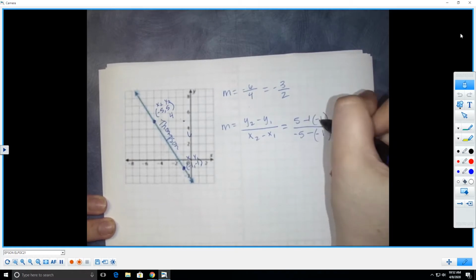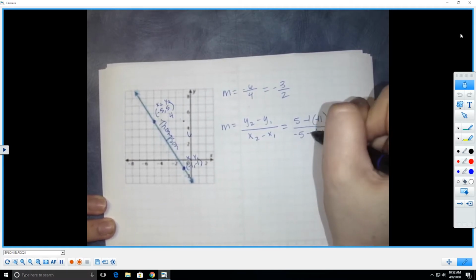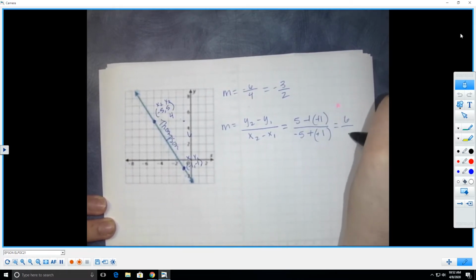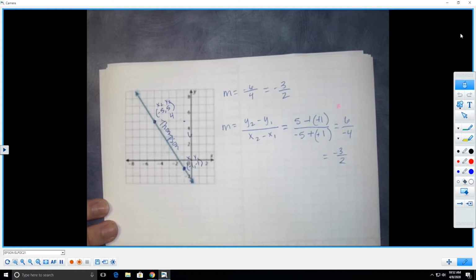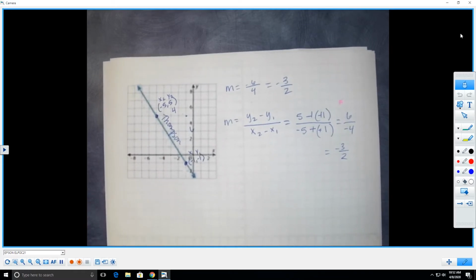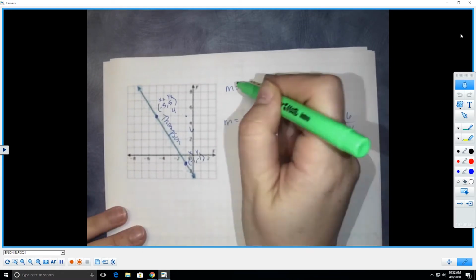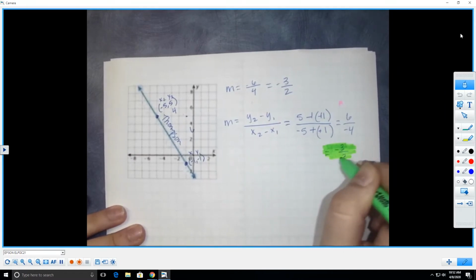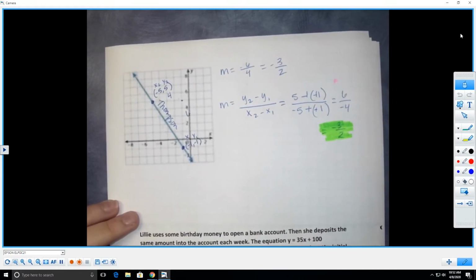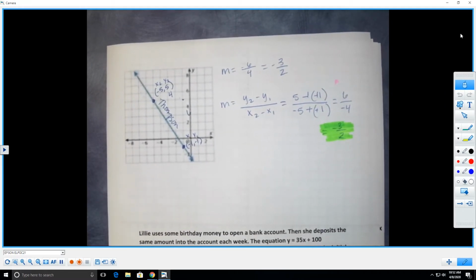And when I do that, I get 6 over -4, which again simplifies to -3/2. So I get the same value I did, which you should. Those are just 2 different ways for us to find the rate of change. So now we found the slope or the rate of change. We have at least 1 point. So we're going to use this information to figure out the y-intercept.